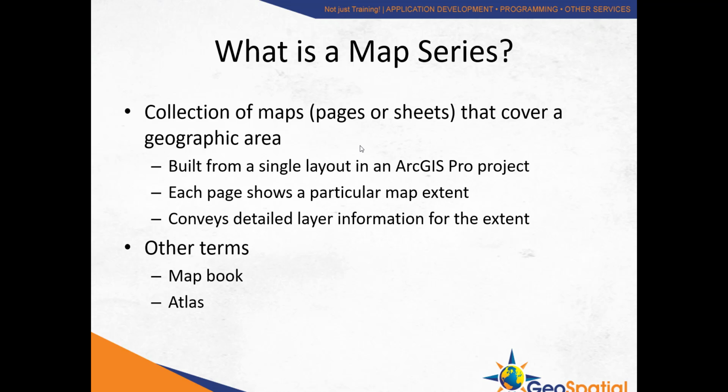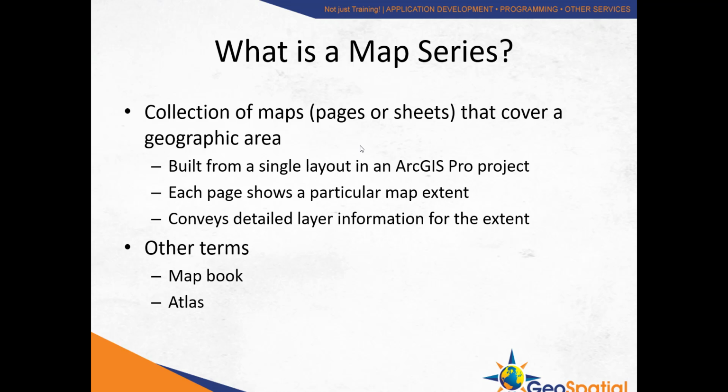A map series is basically a collection of maps, sometimes called pages or sheets, that cover a geographic area. These are built from a single layout in your ArcGIS Pro project, and each page in the series shows a particular map extent. This allows you to convey detailed layer information for each individual extent while still covering a large geographic area. So the idea here is that you're building up a series of maps. Each map covers one small area of a larger geographic area. And by doing that, you're able to convey very detailed layer information about that one particular extent.